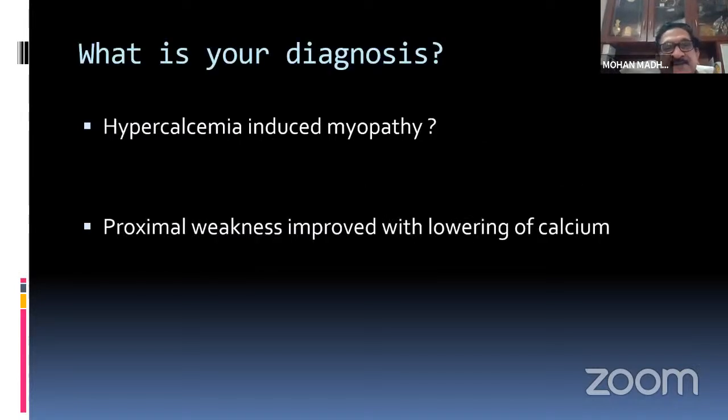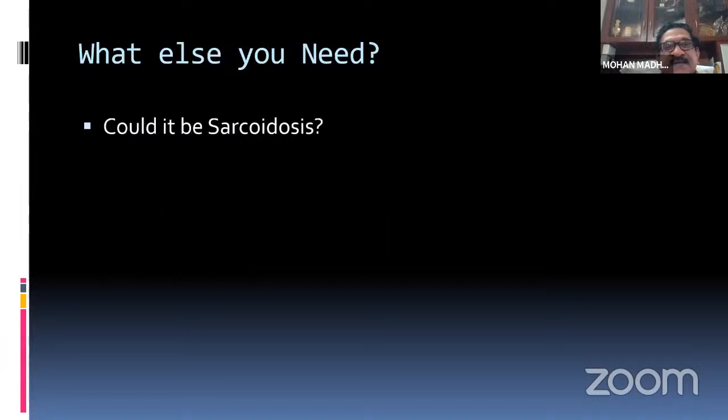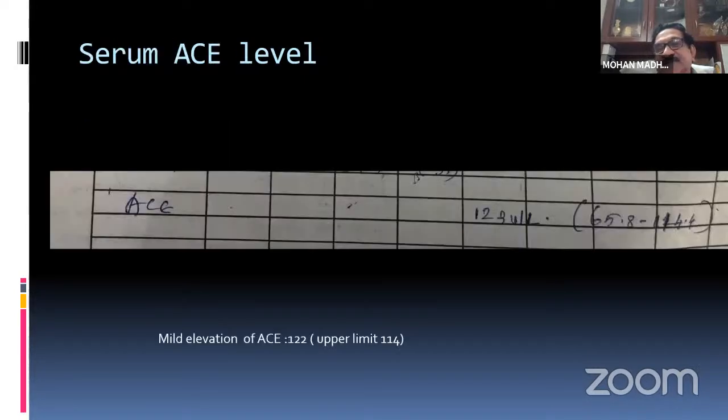But one more thing you have to think of, which is sarcoidosis. But the chest X-ray was normal. The ACE level was with mild elevation. It's only 12, not a mild elevation. A little bit, double the value, 123. So what will you want?